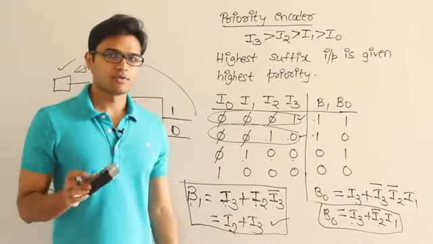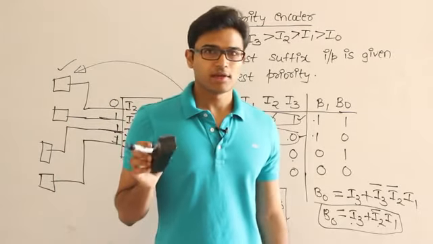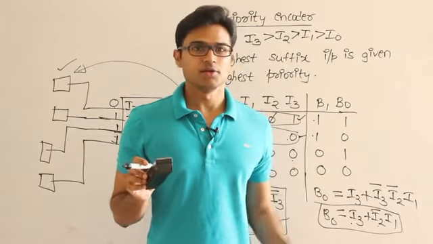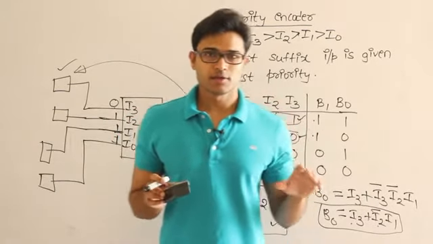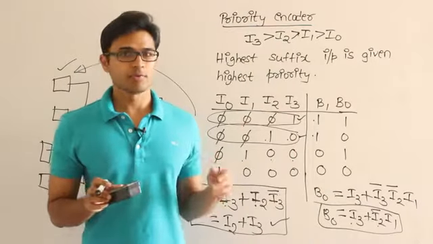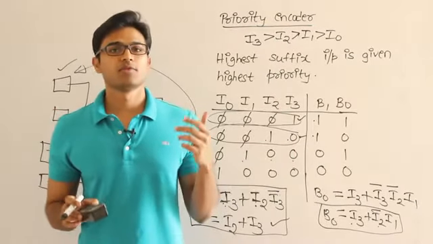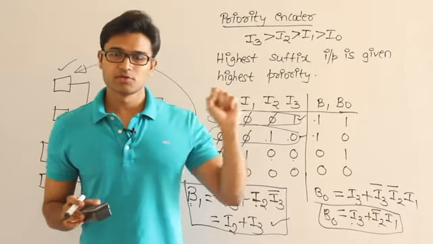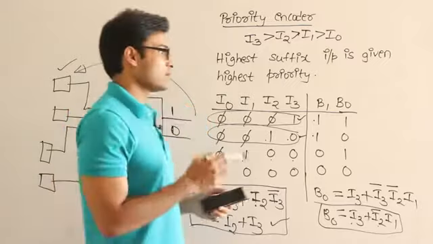Got it? So the main difference between a priority encoder and a non-priority encoder is that in a priority encoder you can give many signals simultaneously at the input, but in a non-priority encoder we are not supposed to give more than one input because it doesn't know which one to take. But here we are clearly specifying that if you have more than one option, you specifically choose the one which has the highest suffix. Got it? So these are the advantages of priority encoders.